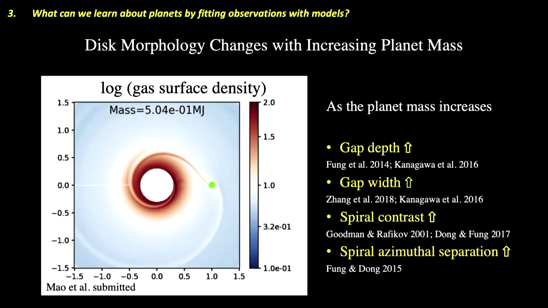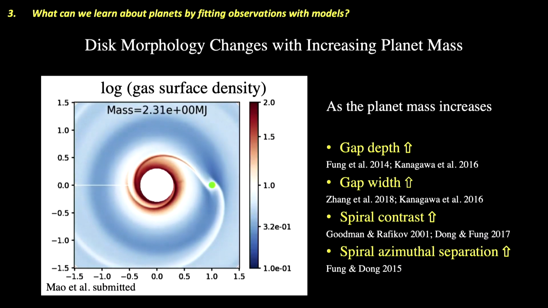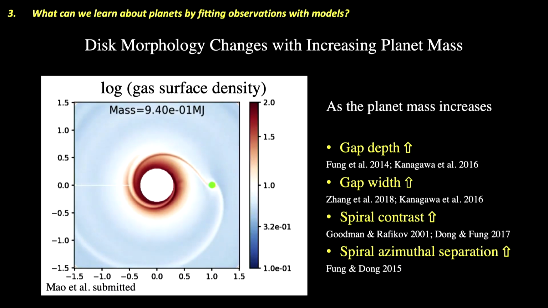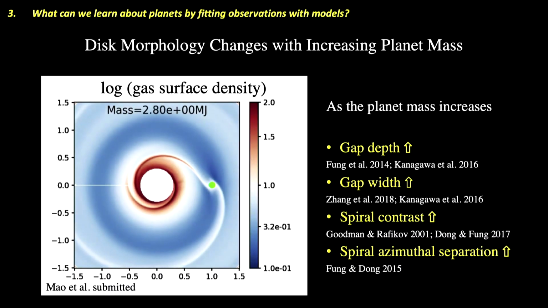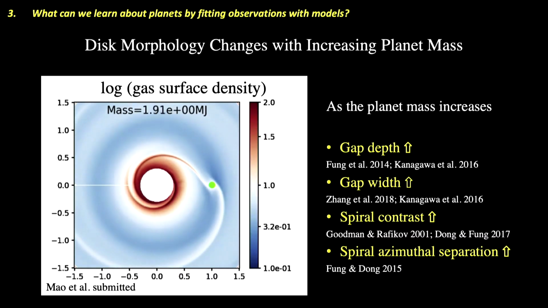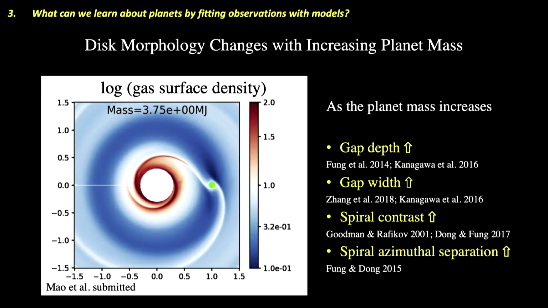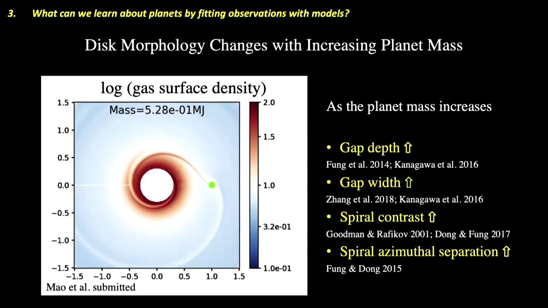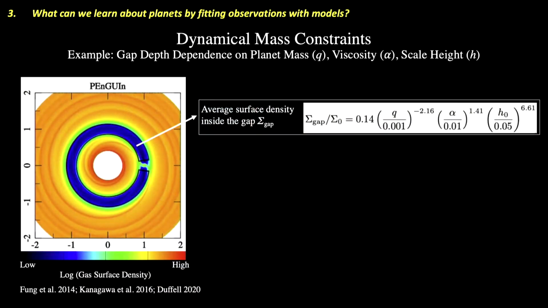So here I'm showing you a movie in which everything else is fixed, but the planet mass increases. As the planet becomes more massive, the gap becomes deeper, sure, and the gap becomes wider. The gap contrast increases, the gap becomes more prominent, and also, more subtly, the separation between the primary and secondary spiral arms increases with time. As you can see, they become more separated from each other. So all these correlations can provide ways for us to constrain planet mass, a dynamical mass constraint. That's good news because we want planet mass, right?